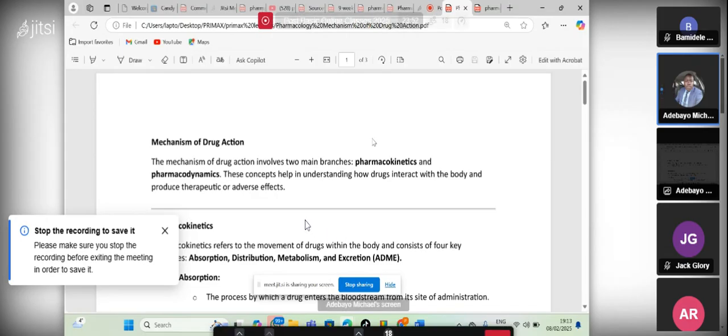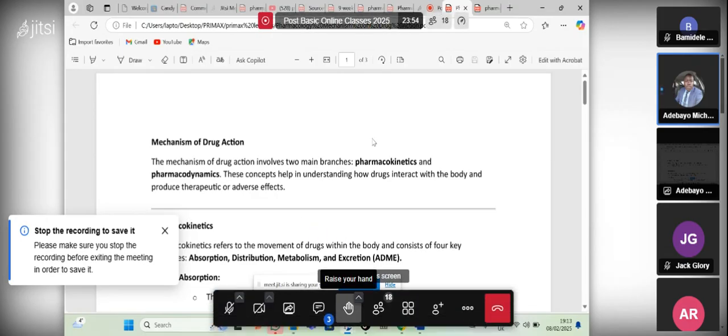It's very, very simple. It just means what your body does to the drug, while pharmacodynamics means what the drug does to your body. If you can just know it like that, it becomes a lot simpler. Pharmacokinetics is what your body does to the drugs. Pharmacodynamics is what the drug does to your body.